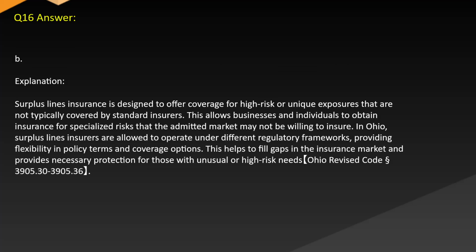Answer. B. Explanation. Surplus lines insurance is designed to offer coverage for high risk or unique exposures that are not typically covered by standard insurers. This allows businesses and individuals to obtain insurance for specialized risks that the admitted market may not be willing to insure. In Ohio, surplus lines insurers are allowed to operate under different regulatory frameworks, providing flexibility in policy terms and coverage options. This helps to fill gaps in the insurance market and provides necessary protection for those with unusual or high-risk needs.